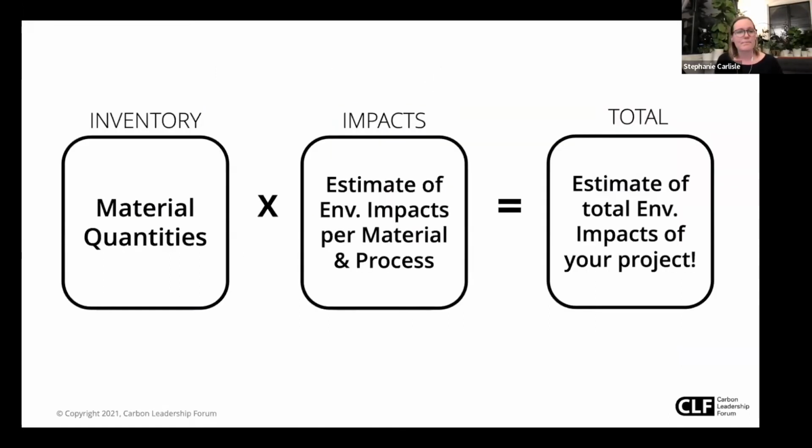Some folks like to throw out this kind of picture that all you do is you're adding up all the stuff in your building, you're multiplying it by the environmental impacts per material and process, and voila, you have your global warming potential, your carbon footprint. This is true and not true. As a modeler, I'm like, okay, but it's a little simplistic, right? It is conceptually okay.